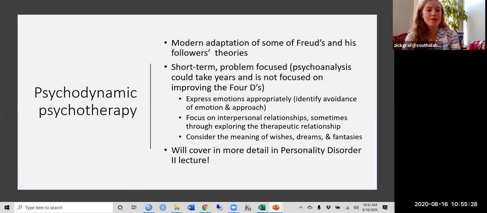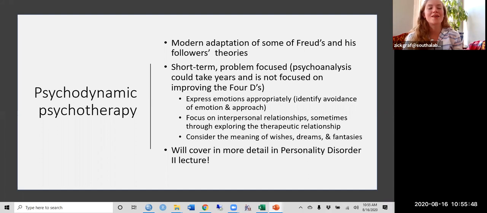And unlike psychoanalysis, which could go on for years, it wasn't focused on improving symptoms or functioning. It was focused on improving personality. And it didn't have a clearly defined goal. So the goal wasn't like get rid of anxiety symptoms, get rid of depression symptoms.